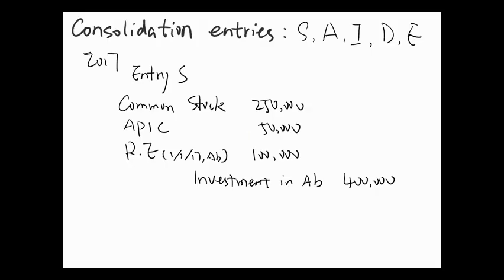Okay, so this is entry S. We use entry S to eliminate the 3 equity accounts from the subsidiary company's books.